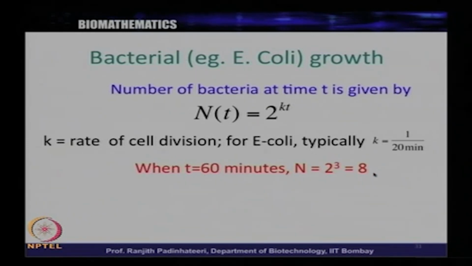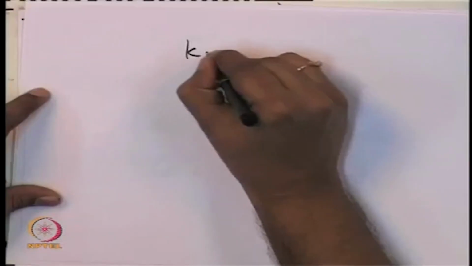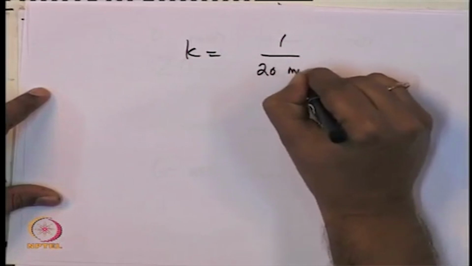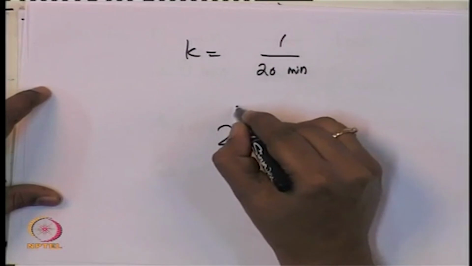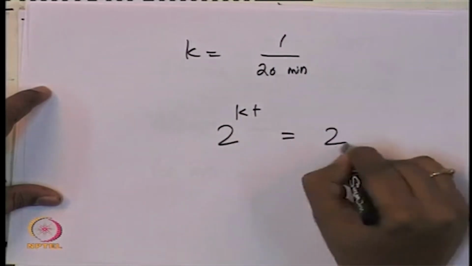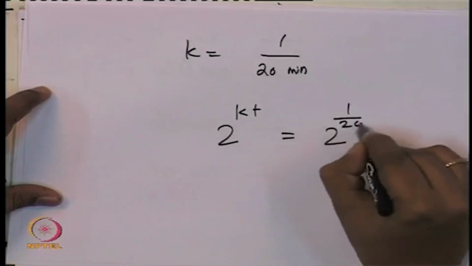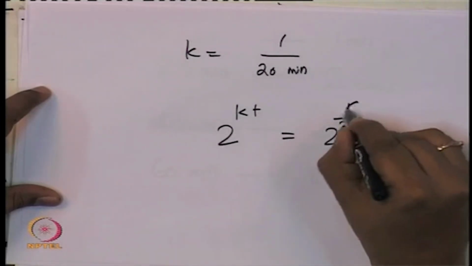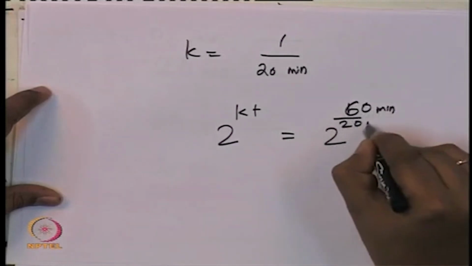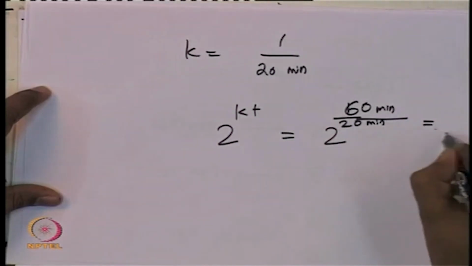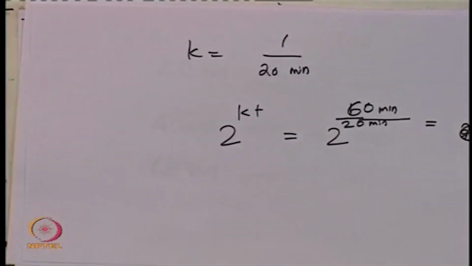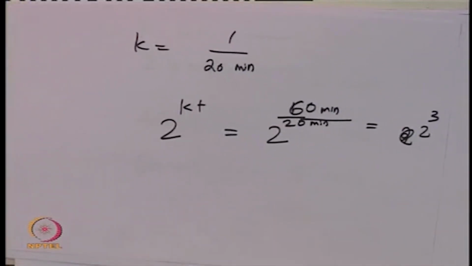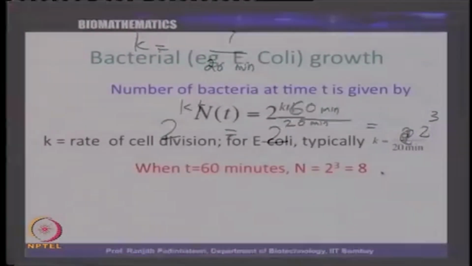So, let us understand this a bit more. We said k is 1 over 20 minutes. So, 2 power k t is 2 power, with k being 1 over 20 and t being 60 minutes. So, 60 minutes by 20 minutes, you get 2 power 3. This is the way you got this 2 power 3 here. So, when t equals 60 minutes, you have 2 power 3, that is 8 cells.